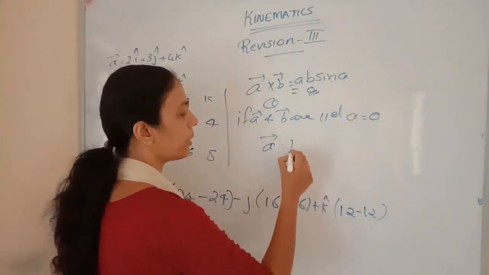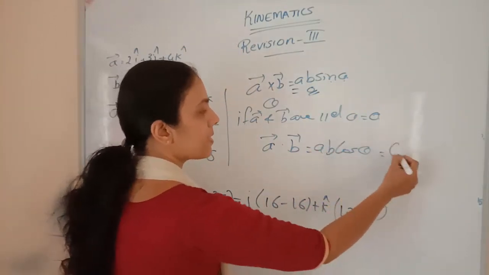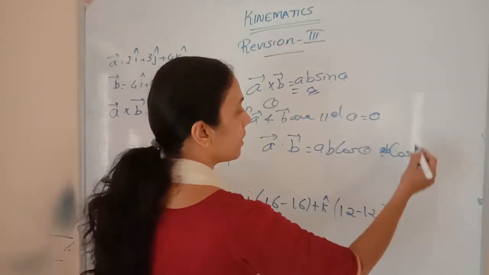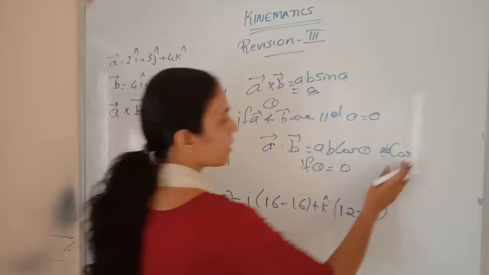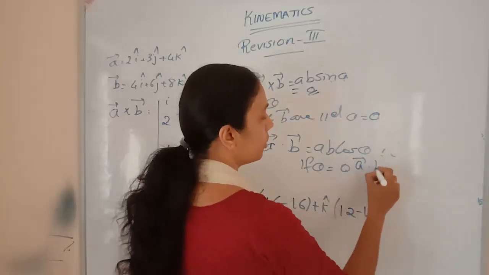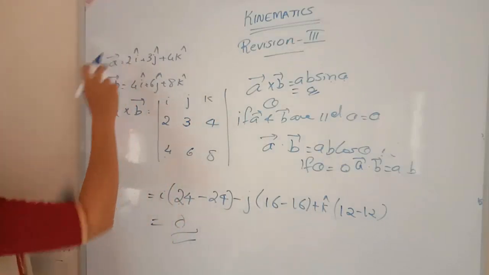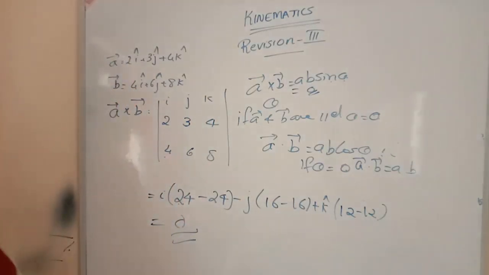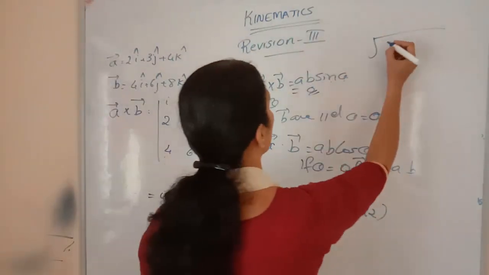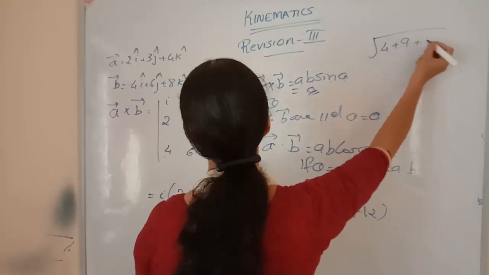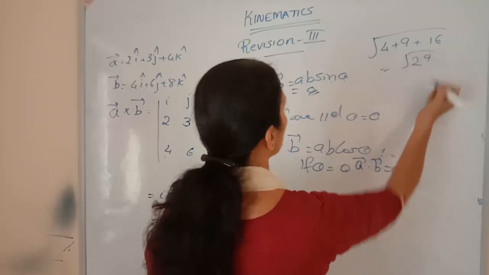Otherwise, what you should do is find A dot B, which is AB cos theta. If theta equals 0, cos 0 is 1, so A dot B will be equal to AB. What you should do is find the modulus, the magnitude, of A. How can you find the magnitude of A? It is the root of a squared plus b squared plus c squared. So you will get root 29.